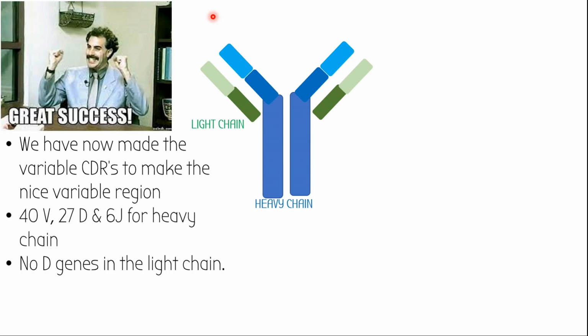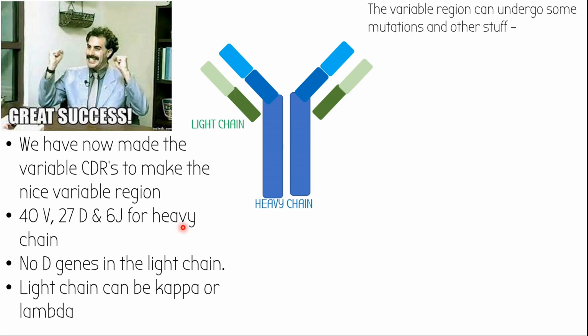Remember, there's no D genes in the light chain, and the light chain can be either kappa or lambda. It's not that deep. It's essentially going to look the same as this, but there can be different options as well. Essentially the menu is slightly different.